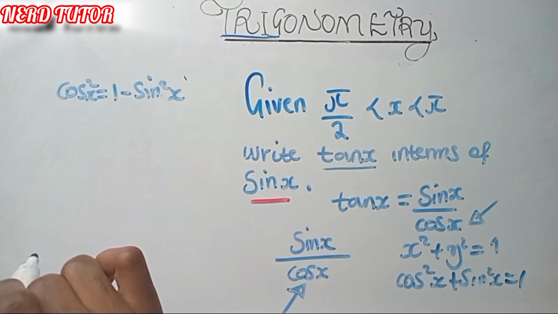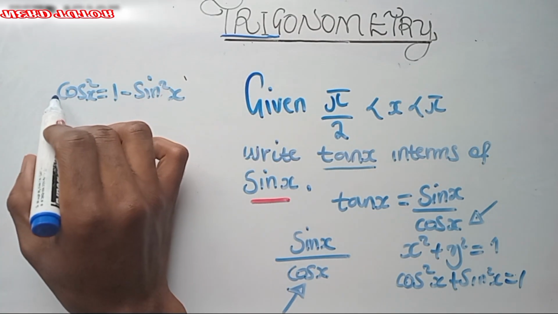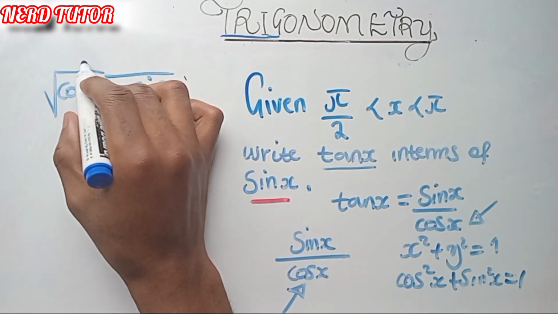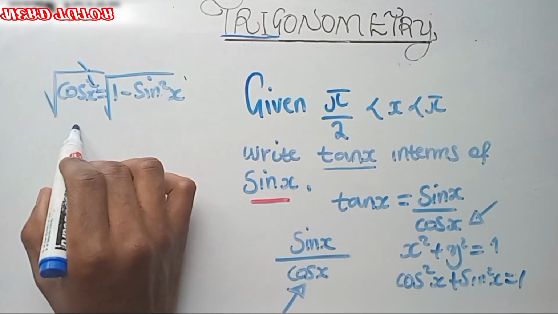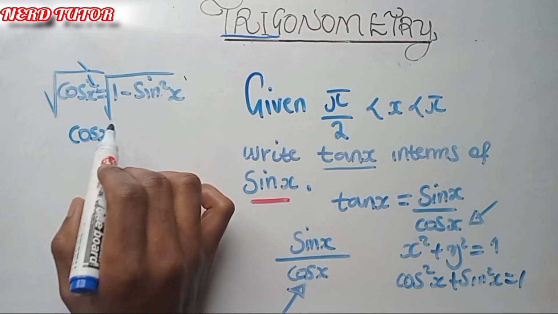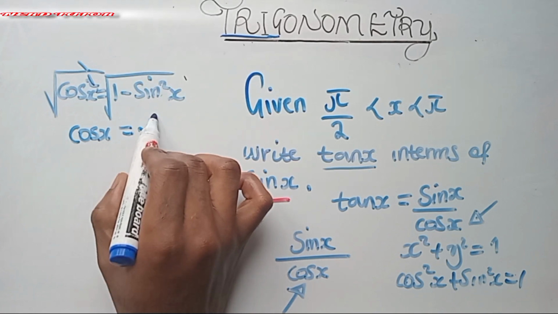So what are we going to do? We square root both sides. So we square root this side and this side, of course. What are we having? This side, the square root and the squared will cancel. Then we are going to have the cos x being equal to the square root of what?